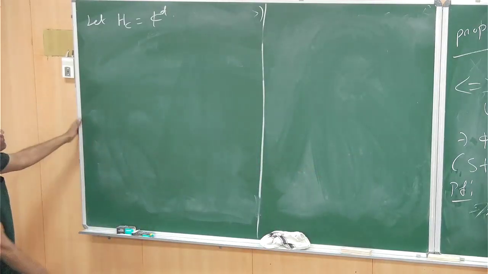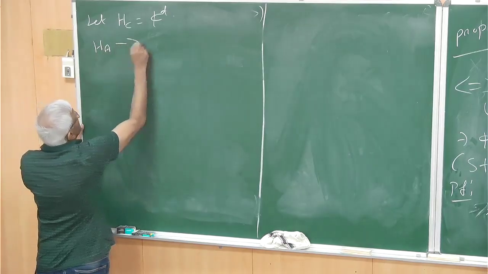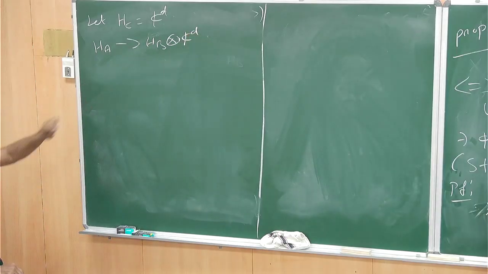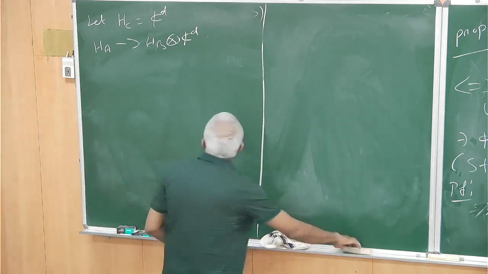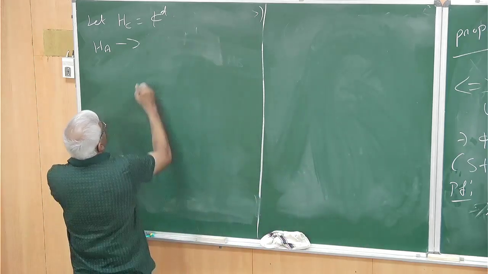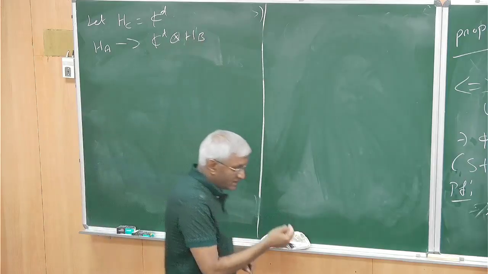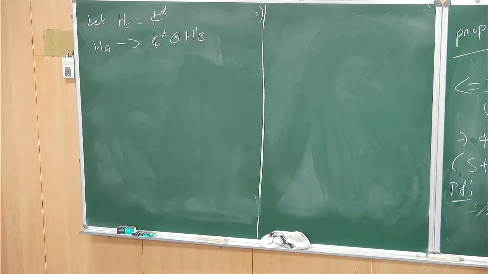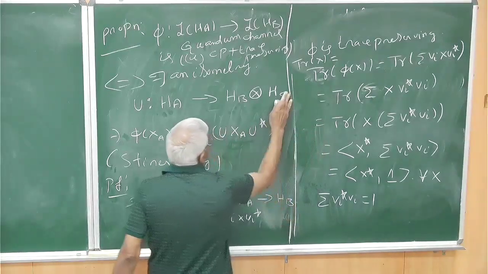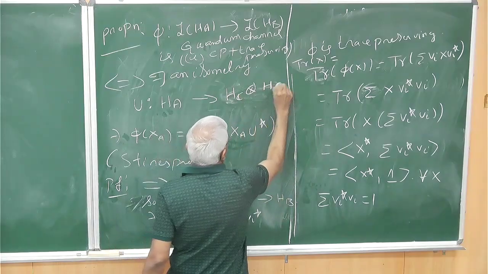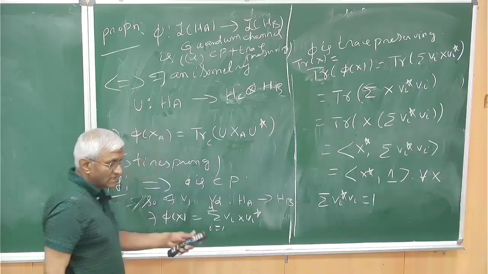So H_C equals C^D. Now we want a map from H_A to H_B tensor C^D. But we have a map from H_A to H_B, so I will change this. I will take C^D tensor H_B. Maybe there also I will change. I change here H_B, H_C tensor H_B, and return H_B tensor H_C tensor H_B. Okay.